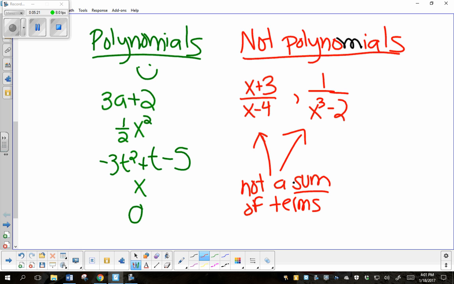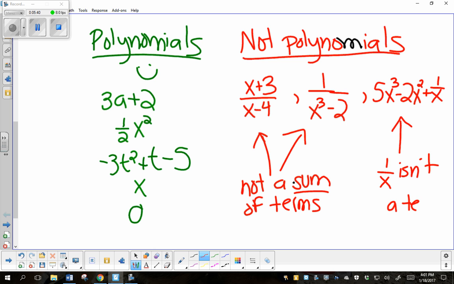Something else that's an example of something that's not a polynomial is something like this: 5x to the 3 minus 2x squared. That's okay so far, but then I'm going to put plus 1 over x. This is not a polynomial because 1 over x isn't considered a term because it has that x on the bottom. It's being divided, so it's not a polynomial. I'll be honest, I've never seen that before, but according to our book, it's not a polynomial.